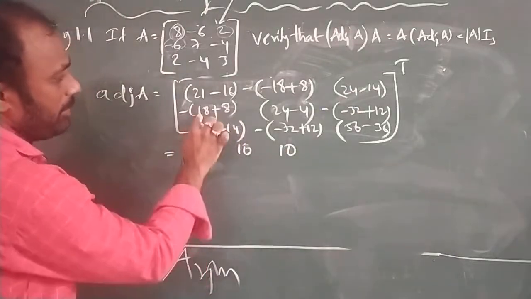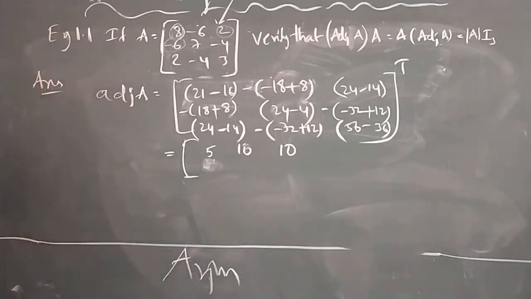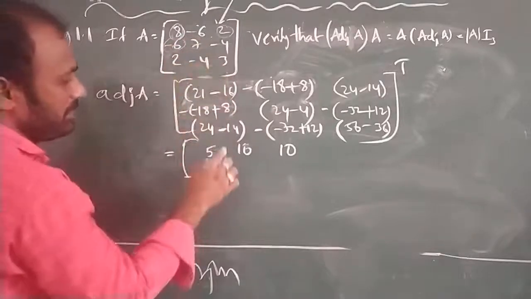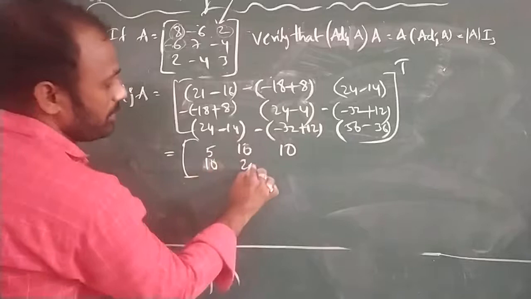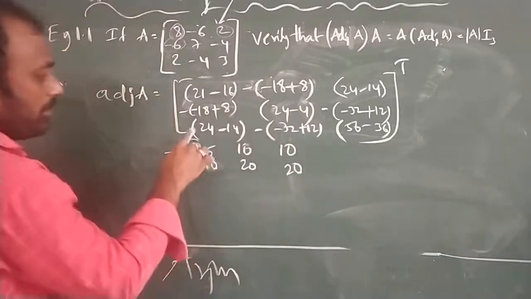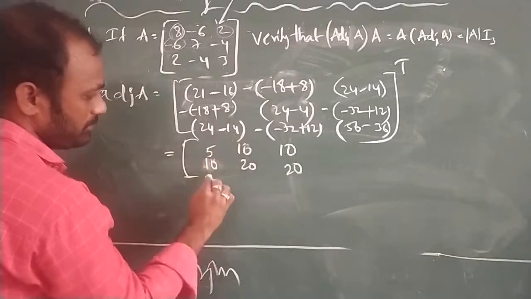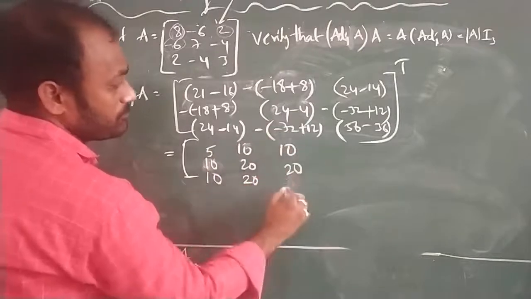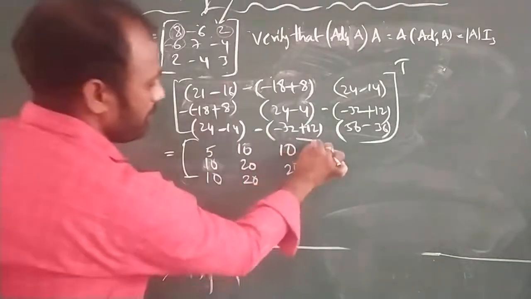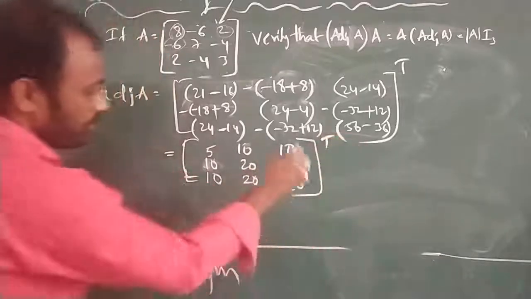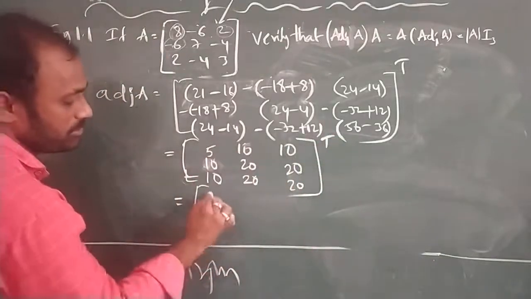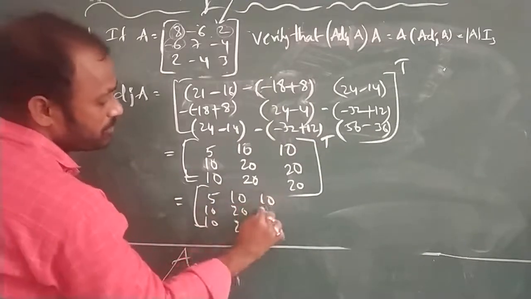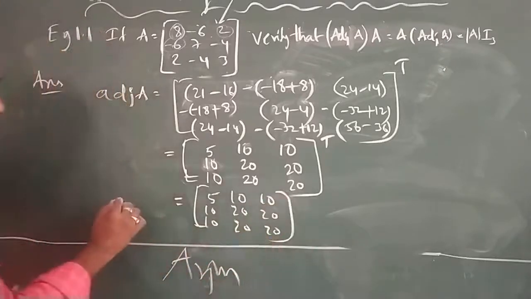So here minus 18 plus 8. Minus 18, sorry, it is minus 18. So minus 18 plus 8, it will be 10. So here 20, here also 20. And 24 minus 14, it is 10, and yes 20, there are 20. So this is the obtained matrix without transpose. Now if I apply the transpose, I get to change rows and columns, that is 5, 10, 10, 10, 20, 20, 10, 20, 20. So this is the obtained matrix of adjoint A.